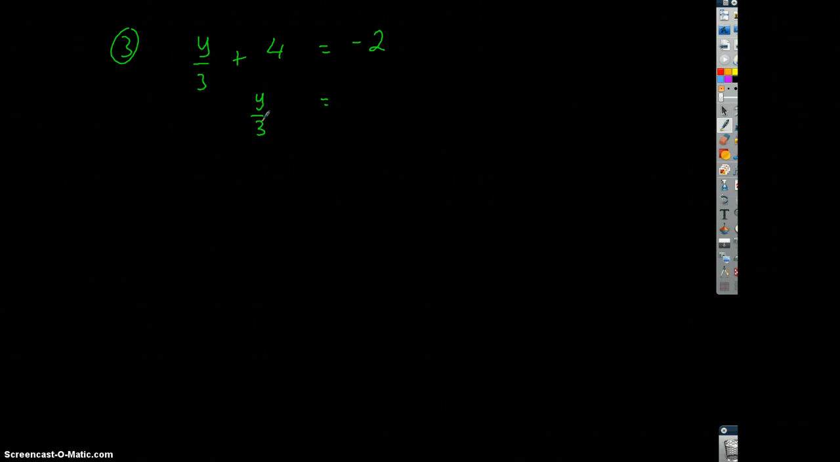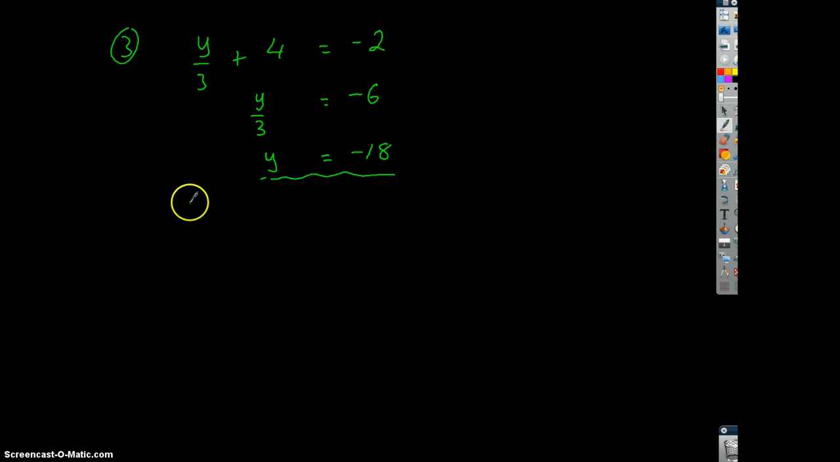y over 3. Now, we've got to be very careful here. You might want to check this with a calculator, but negative 2 take away 4 is negative 6. Now we don't want y over 3, we want y, so we're going to multiply both sides by 3, and negative 6 times 3 is negative 18. Imagine that you owe £6, the negative represents owing somebody that amount of money, then negative 6, that debt of £6 times 3 would give you a debt of negative 18.